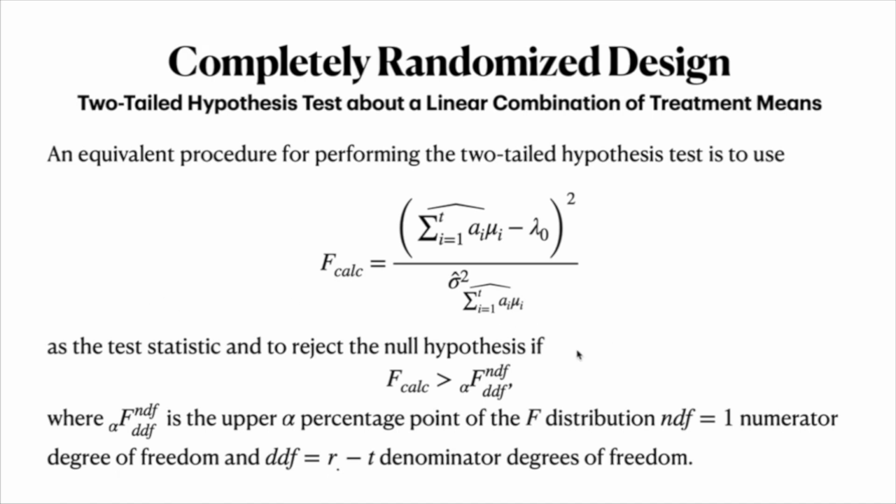Okay, and so then the rejection criteria, if we're using this particular test statistic, is to reject the null hypothesis if the test statistic f-calc is greater than the upper alpha percentage point of the F distribution with numerator degrees of freedom equal to 1 and denominator degrees of freedom equal to r dot minus t, which is again, the number of degrees of freedom associated with the error line in the ANOVA table.